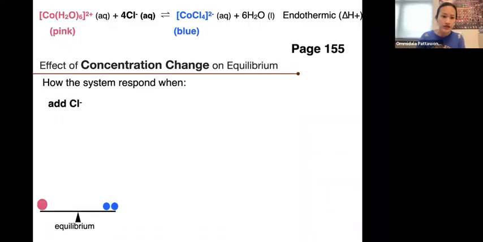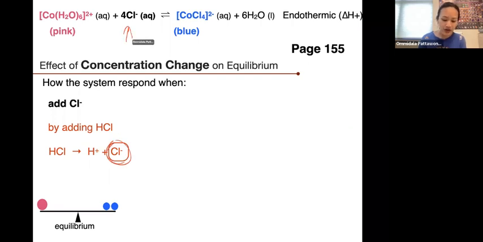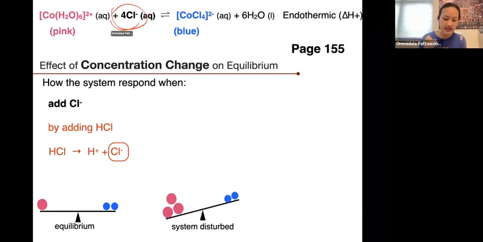So from the lecture demo that you see, when you add chloride ion, this ion comes from adding hydrochloric acid. The acid is an electrolyte, so it's going to dissociate into hydrogen ion and chloride ion. And this chloride ion is being added to the reactant, so you are increasing the amount of the reactant in this case. So you already have the reaction at equilibrium, but you are disturbing it by adding more of the reactant. The reactant that we are adding is Cl minus.